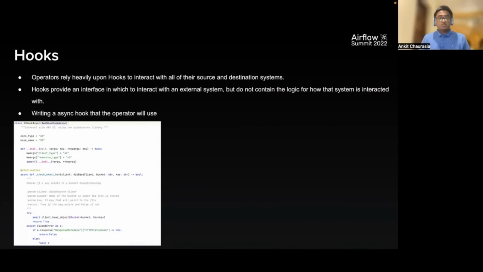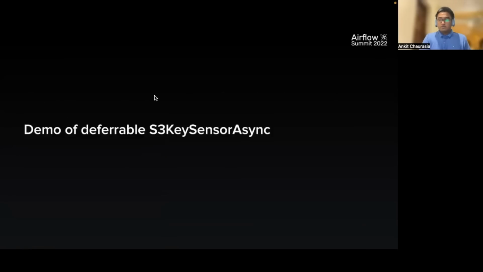Now let's talk about hooks. Hooks provide an interface to interact with external systems, but they do not contain any logic for how the system is interacted with. Operators rely heavily on hooks to interact with any sort of external systems. So for async or deferrable operators, writing an async hook that the operator will use is really necessary. Moving on to the next slide, I'll do a demo for S3KeySensorAsync. So S3 key sensor basically waits for a key to be available in an S3 bucket, and I will demonstrate how to do it asynchronously using a deferrable S3KeySensorAsync.